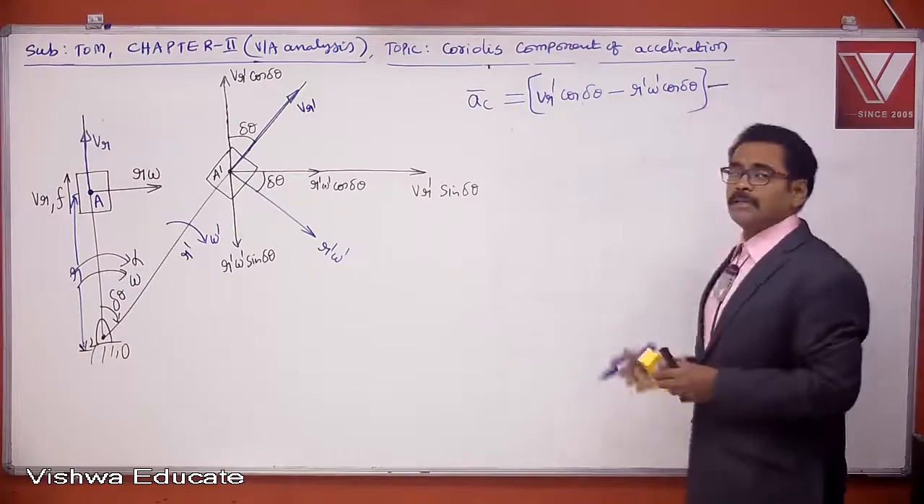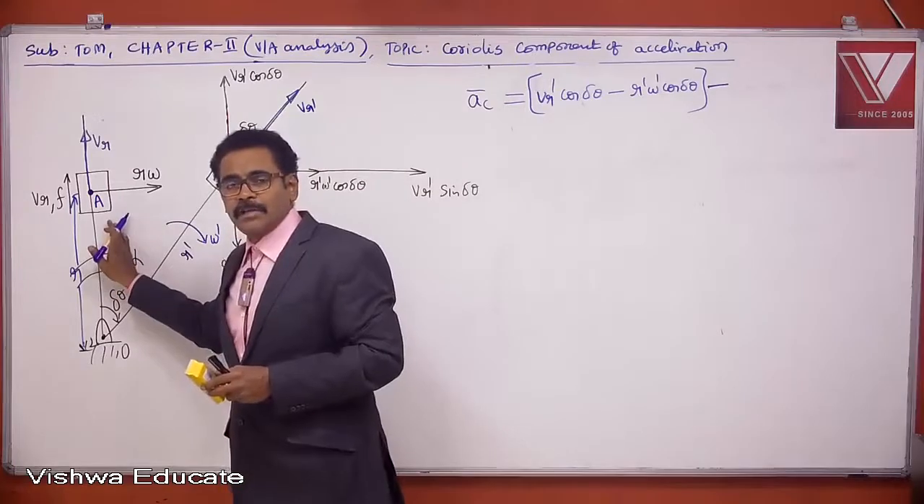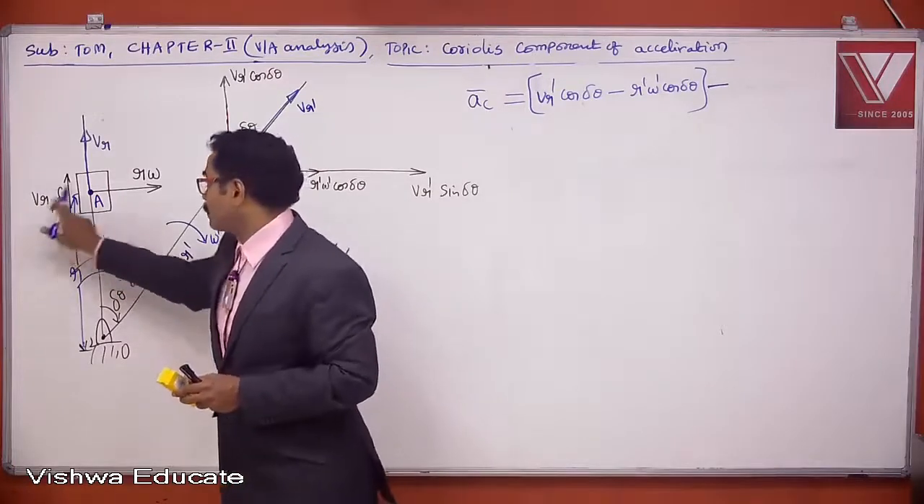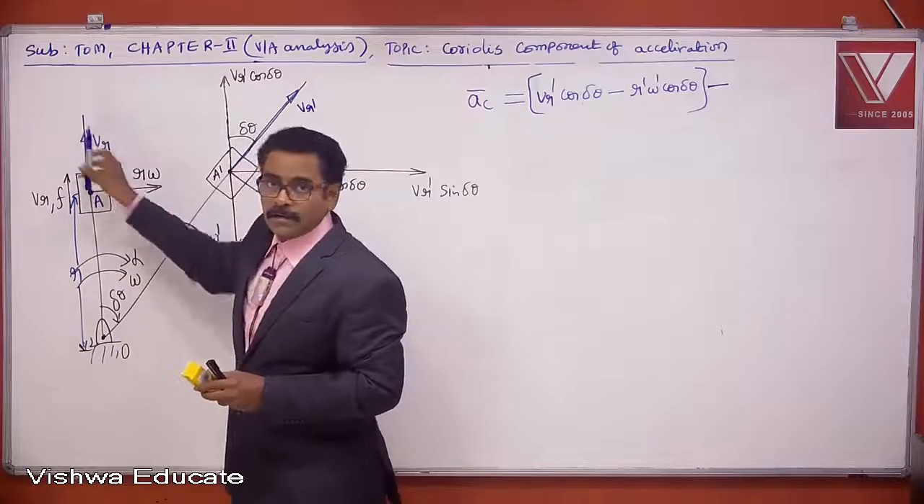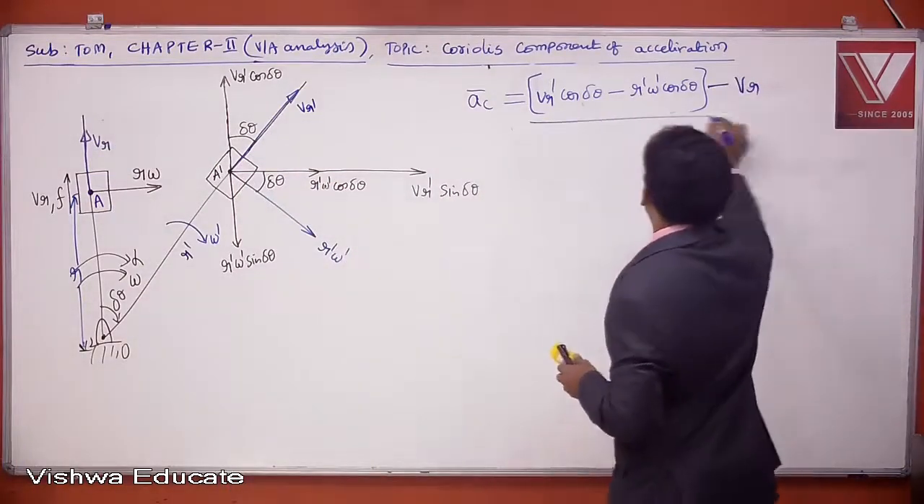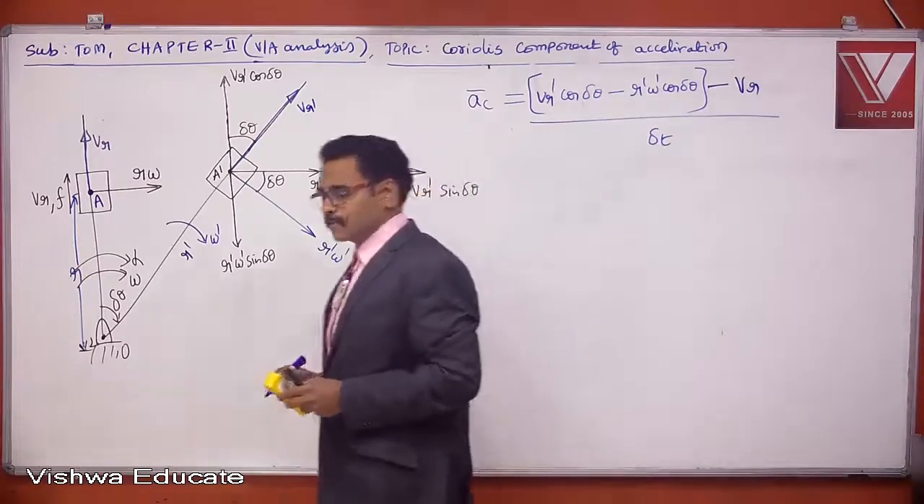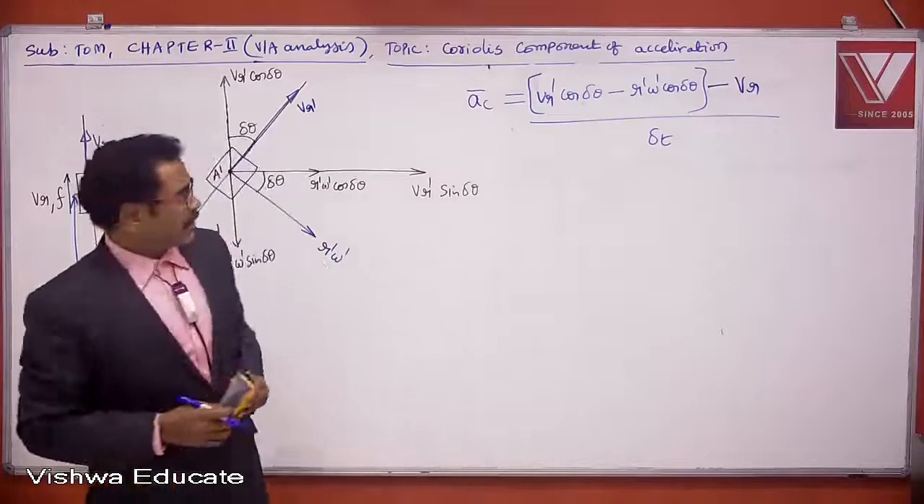minus the initial velocity component. What is the initial velocity component? At this instant, which velocity is acting parallel to link? VR is acting. See here, VR is acting like this. So, minus VR by delta t. The rate of change of velocity parallel to link is the total centripetal acceleration.